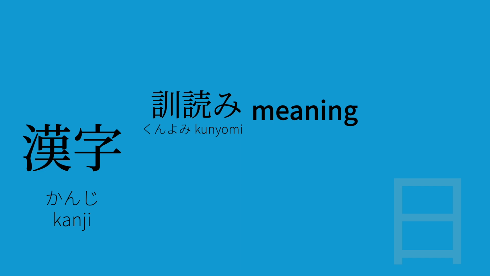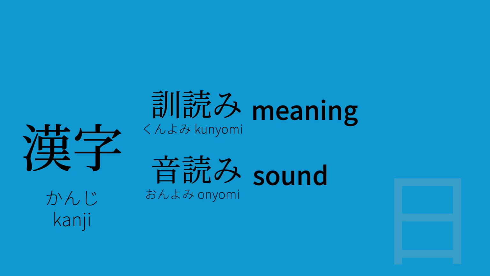These cases, where they only keep the meaning of the character but not the sound, are called kunyomi, which translates to meaning reading. Meanwhile, the cases where both the meaning and the sound of the character are used are called onyomi, which translates to sound reading.